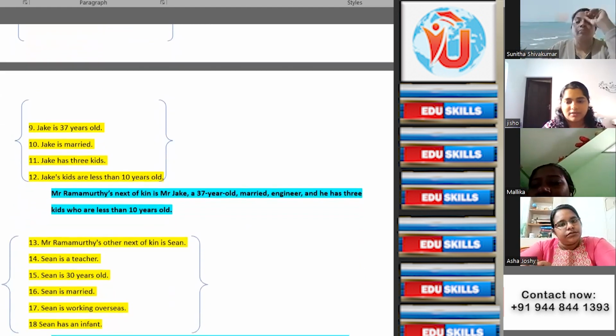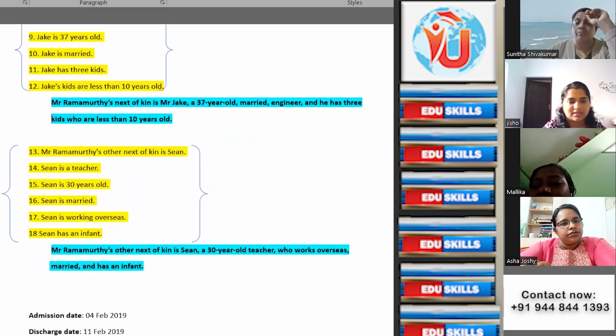Again, same, there is another next of kin, Sian. Sian is a teacher. Sian is 30 years old. Sian is married. Sian is working overseas. Sian has an infant. So again there are 6 simple sentences. We can transform into a compound sentence like this: Mr. Ramamurthy's other next of kin is Sian, a 30-year-old teacher who works overseas, married and has an infant.